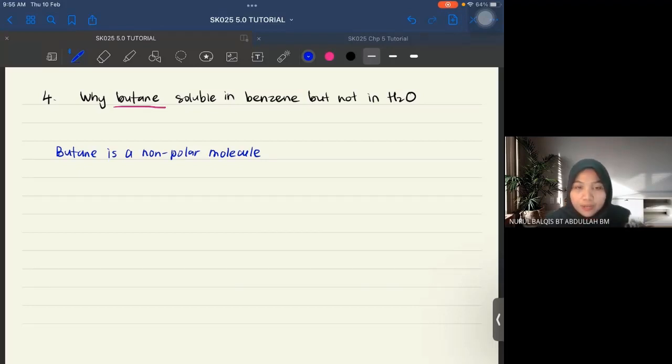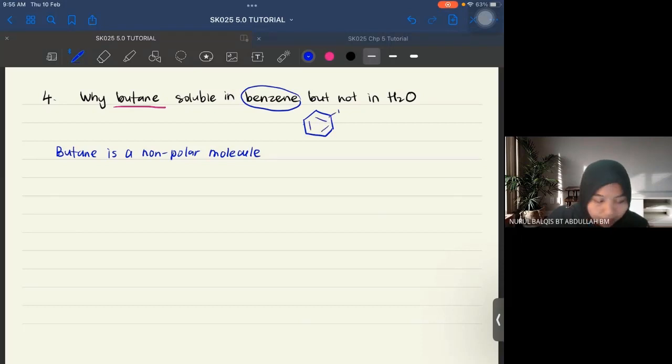Butane is a non-polar molecule, state that first. Once we say it is a non-polar molecule, look at your solvent. We have benzene. Benzene looks like this, we have a benzene ring, right? So this benzene has only carbon and hydrogen. For water, we have O, H and H with lone pairs on them.